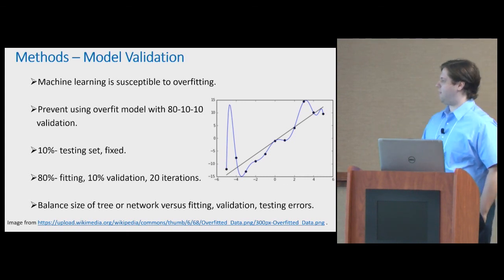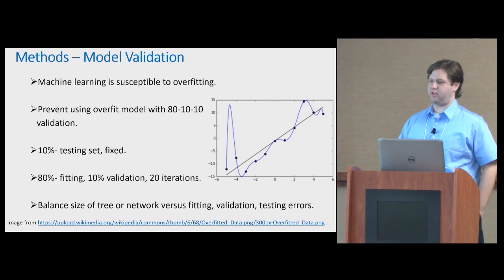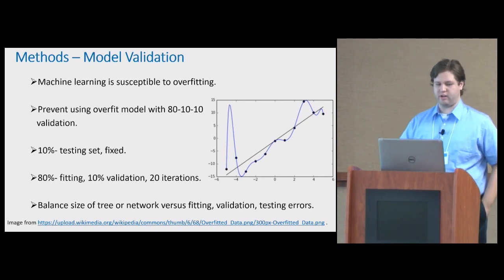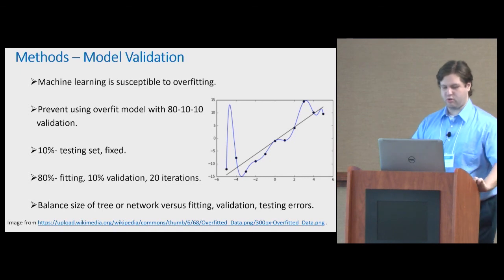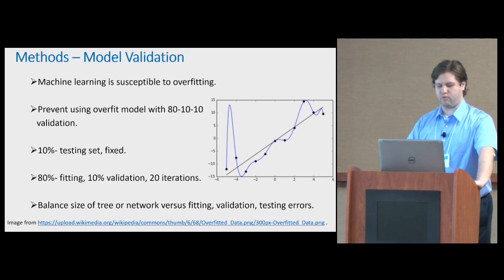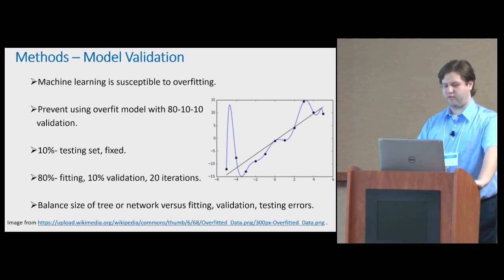So you have to look at balancing how well the model fits the data correctly versus how well it will generalize to new data that is added. To do this, we use an 80-10-10 validation set. The way that works is we randomly select 10% of the training data to be part of a testing set.